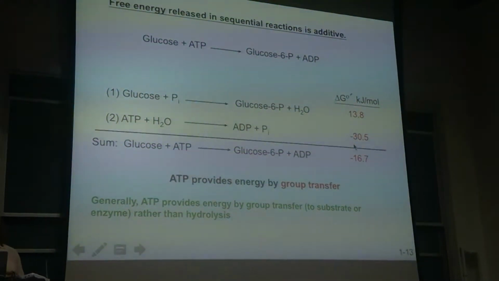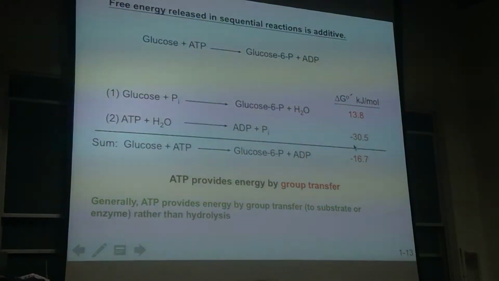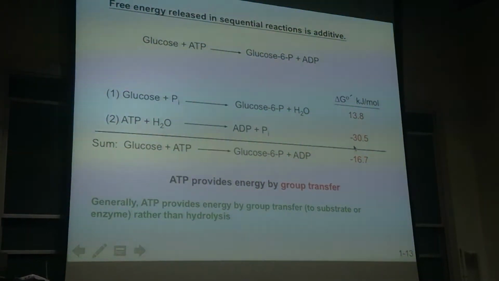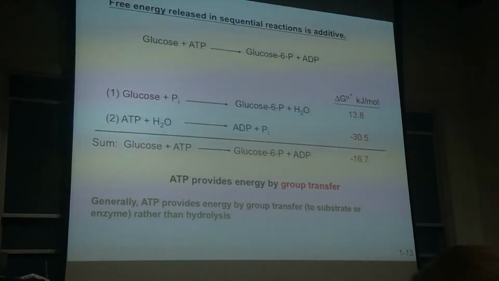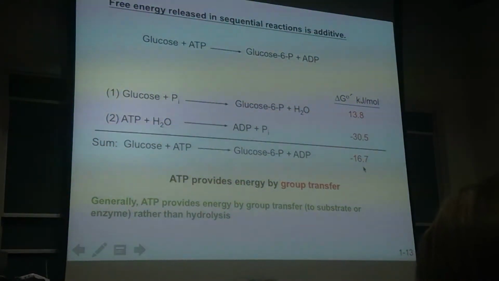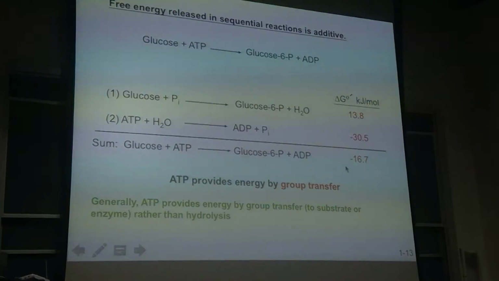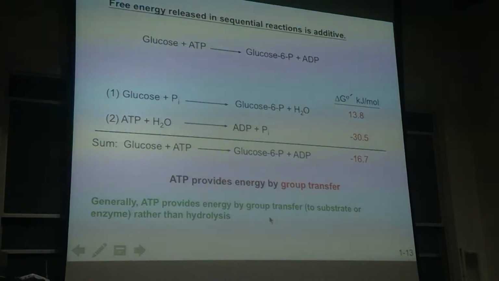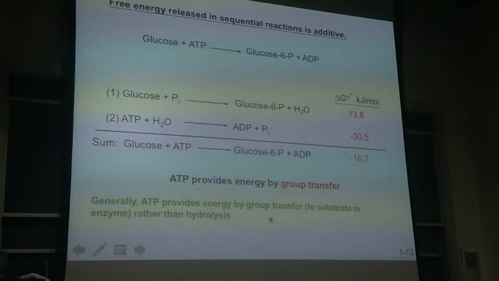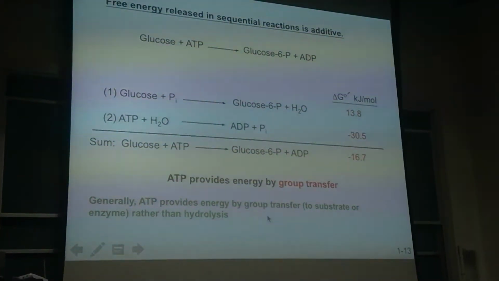This is one of the tricks that biology uses to catalyze reactions: it couples a reaction to the transfer of a phosphoryl group to drive the energy in a favorable way. So what you're seeing now is if you add these together, you have a favorable net reaction. The reason I can add these together is because the phosphates, the intermediates, are the same. And the water we don't care so much about, but the water is canceling out as well. So we have ATP providing energy by group transfer, and it's particularly that phosphoryl group transfer.